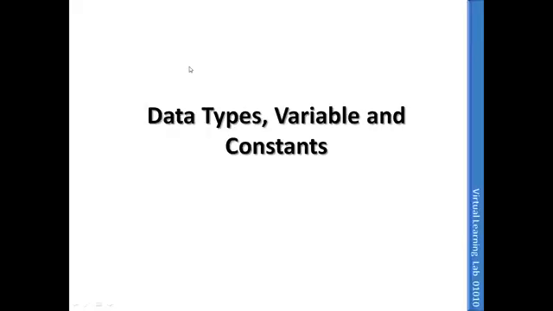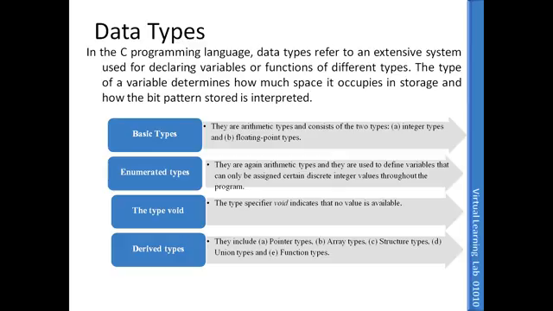Today we'll be discussing data types, variables and constants. Now, what is a data type? Data type in the C programming language refers to an extensive system used for declaring variables or functions of different types. The type of a variable determines how much space it occupies in storage and how the bit pattern stored is interpreted.